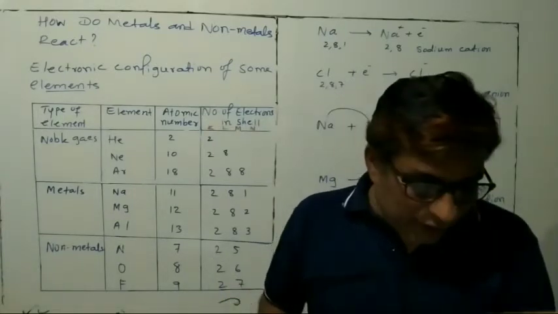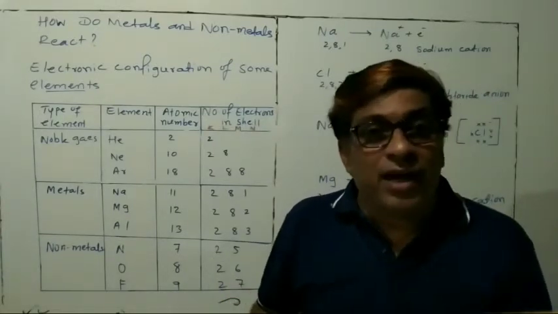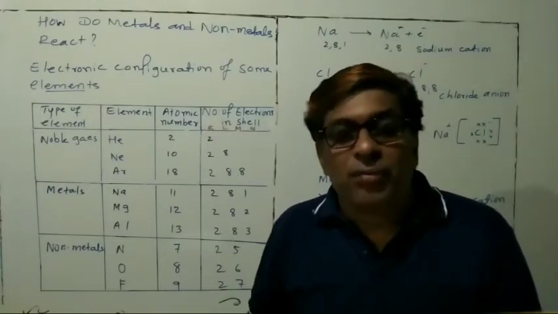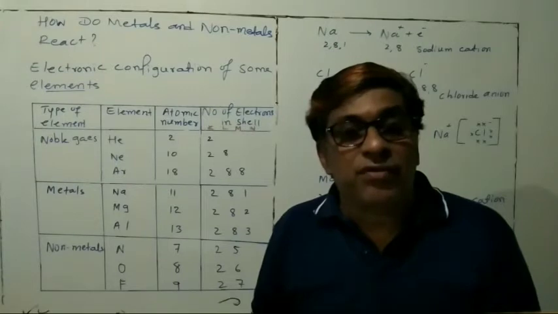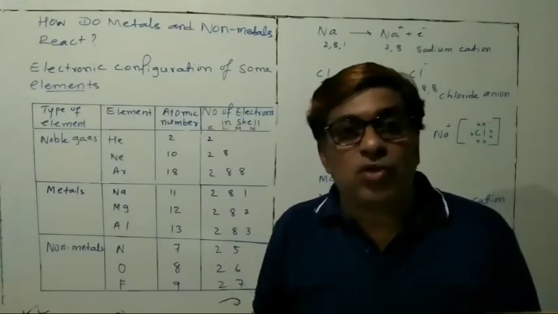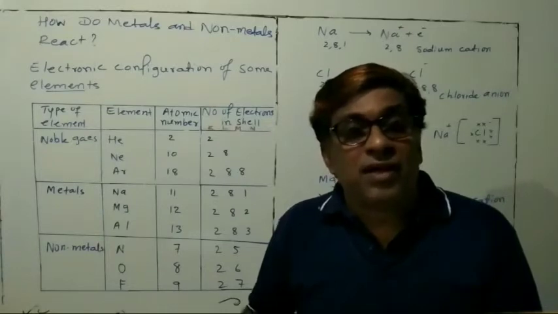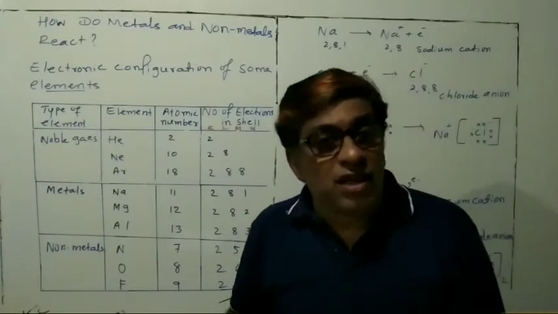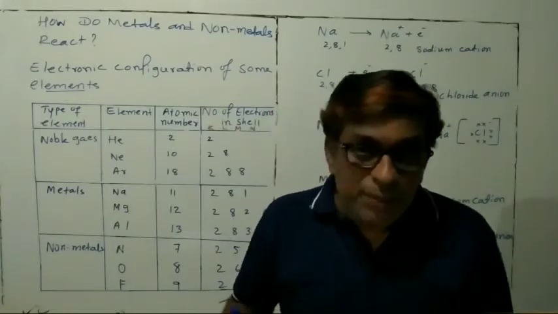So why do metals react in this manner? Do you know that some of the metals are reacting very fast? Some metals are not reacting at all. Some of the metals are reacting less. So why is it like that? It is because of that.